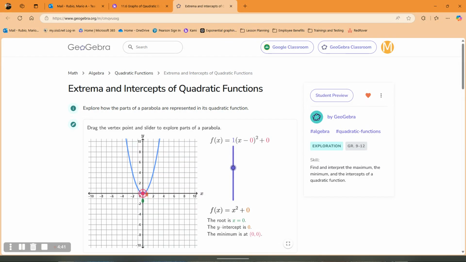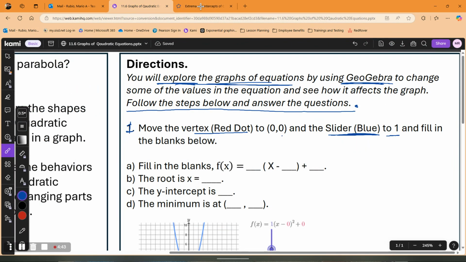Make sure it's at 0, 0. And then the other part was, so the red dot is at 0. Let me put this in red so it matches up. Come on, man. This doesn't want to erase. There we go. Red dot at 0, 0. That's the vertex.